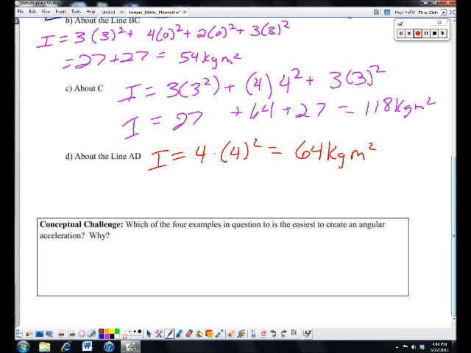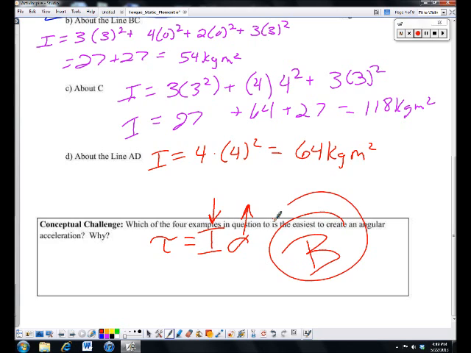Which of the 4 examples in this question is the easiest to create an angular acceleration, and why? Well, we know torque equals I alpha. So if I want to maximize alpha, I want to minimize I. It's that simple. Which one has the minimum I? The answer, I believe, is B. So B would be the easiest to spin. It's easier than this one.